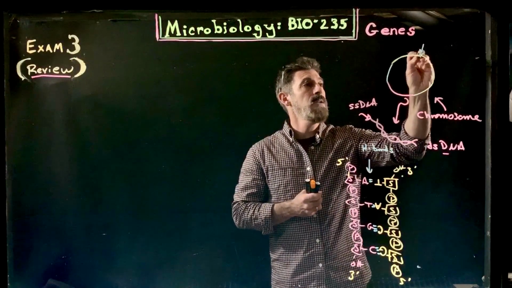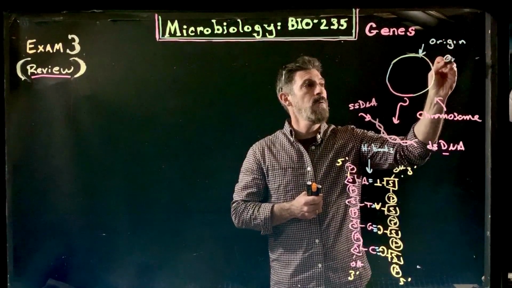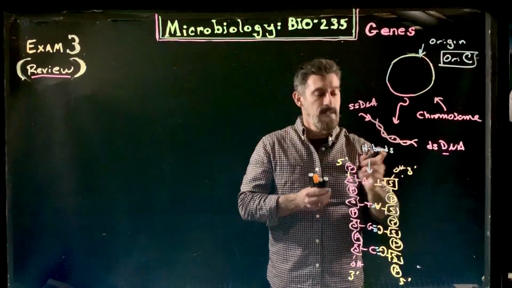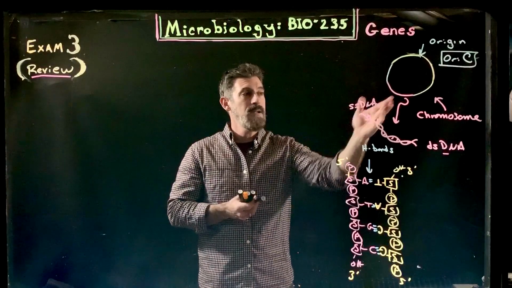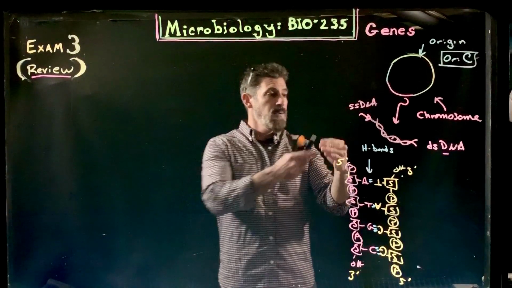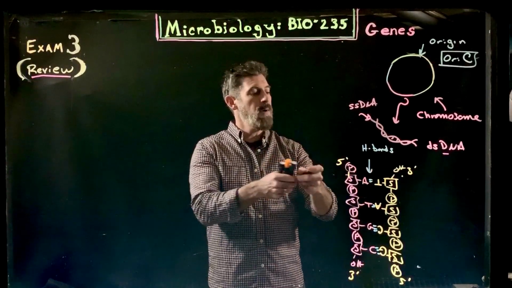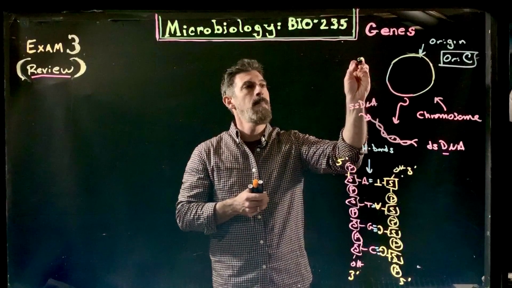So DNA replication starts at an origin. We call it ori-C. Typically, there's a single origin. Some bacteria can have a second origin, but usually there's one. This pulls apart the DNA in that particular region. So the DNA then gets pulled apart. The hydrogen bonds are broken.